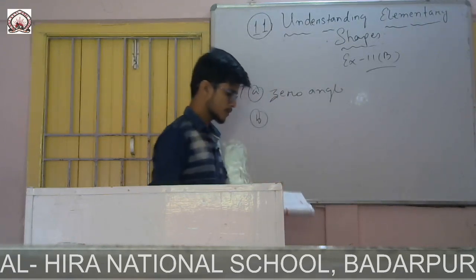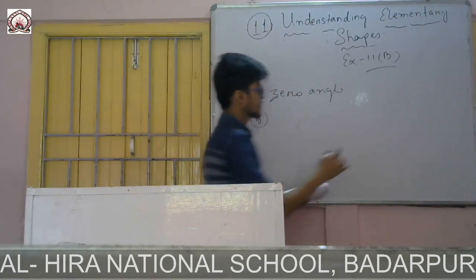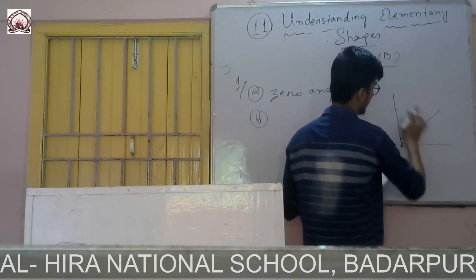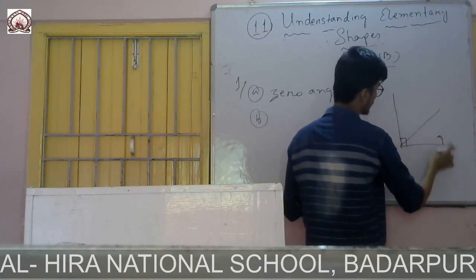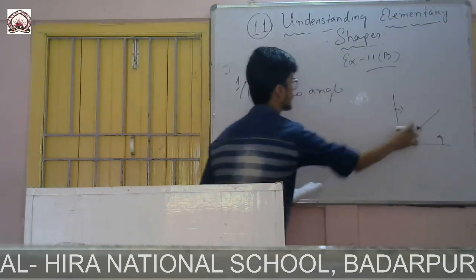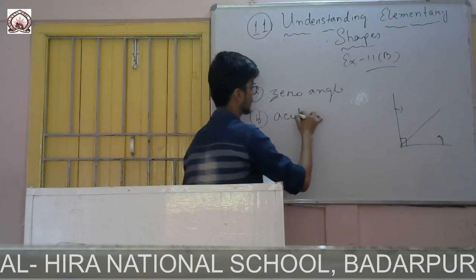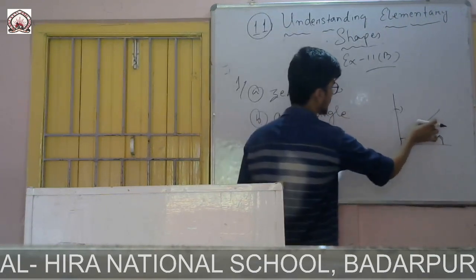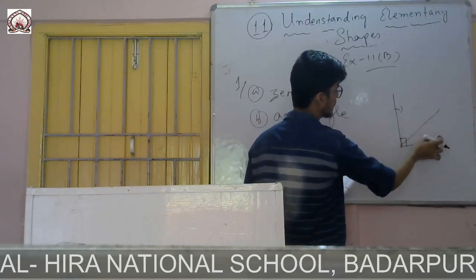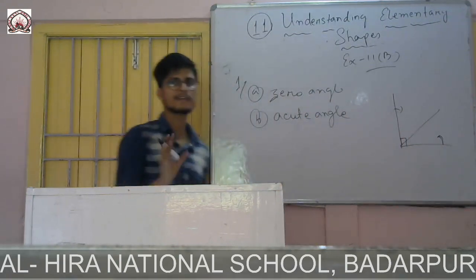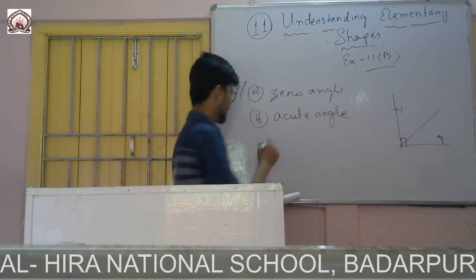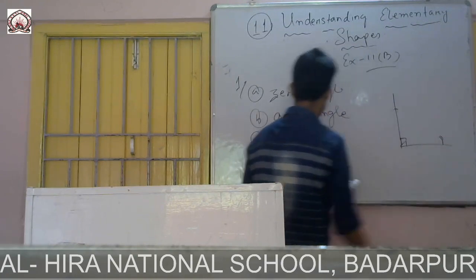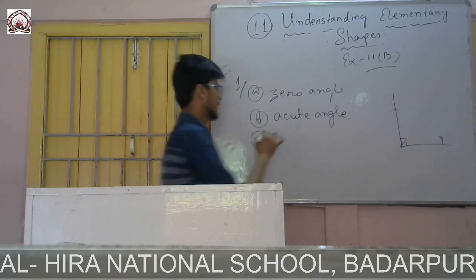Number B, you see an angle given like this. It is less than 90 degree, more than 0 but less than 90. That means this one is an acute angle. Such type of angle, less than 90 degree but more than 0, we say is an acute angle. Then number C, it is given directly like this. That means it is 90 degree, and 90 degree we say is a right angle.